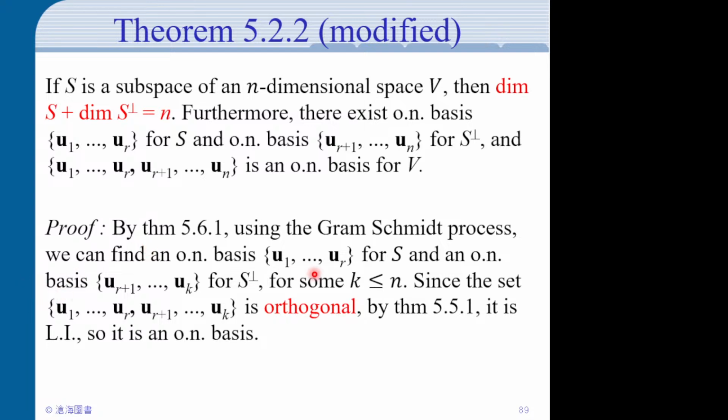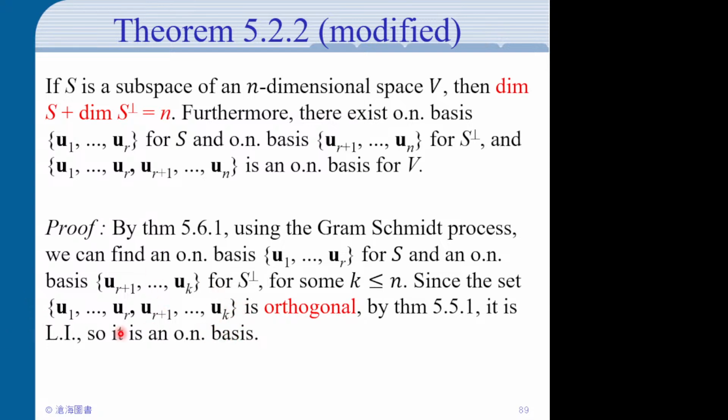But now we haven't got the dimension adding up to n yet. So if we count the total number of orthogonal vectors here, it is some number k that might be smaller than or equal to n. Obviously we'll prove k equals n later. But for now, let's just think we have r vectors here and k minus r vectors here for some k. And now we think about this set altogether, u1 to ur and ur plus 1 to uk. And so this set is orthogonal.